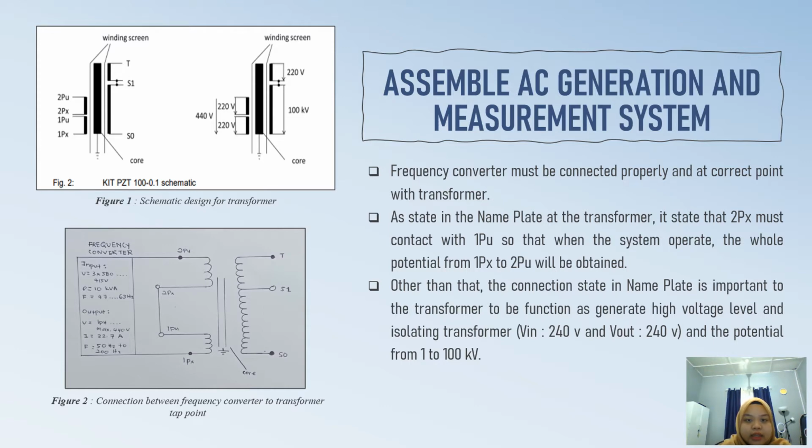Other than that, the connection state in the nameplate is important for the transformer to function as generating high voltage level and isolating transformer, V input 240 volt and also V output 240 volt. And the potential from 1 to 100 kV as well. So here, as you can see, figure 1 shows the schematic design of the transformer, and figure 2 shows the circuit of the frequency converter connected to the transformer tap point.